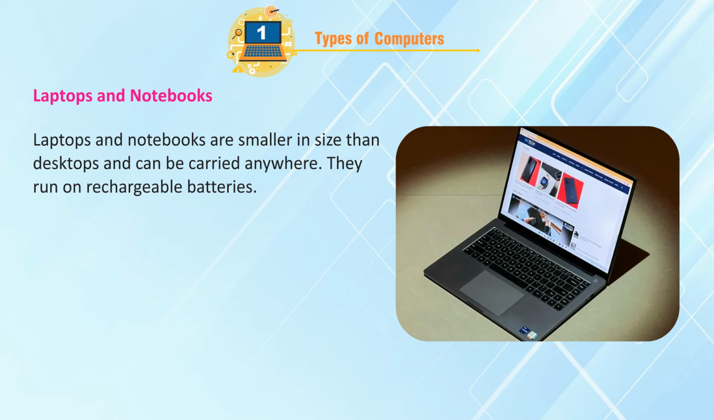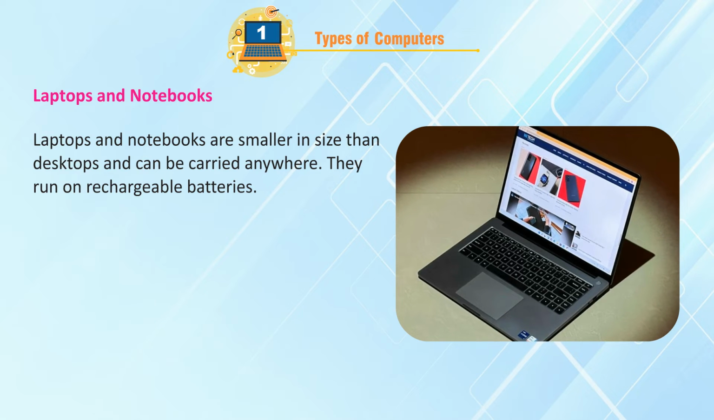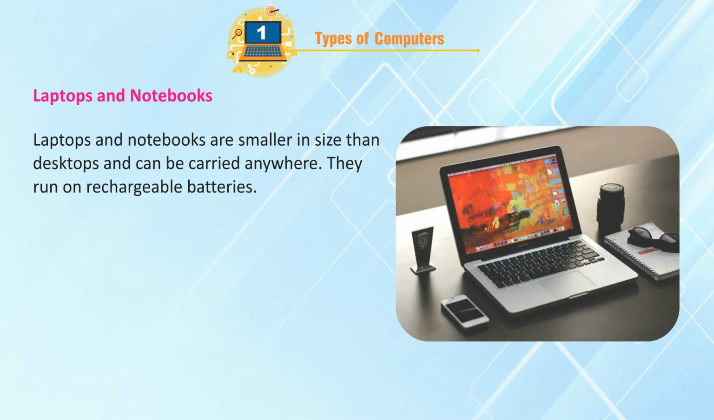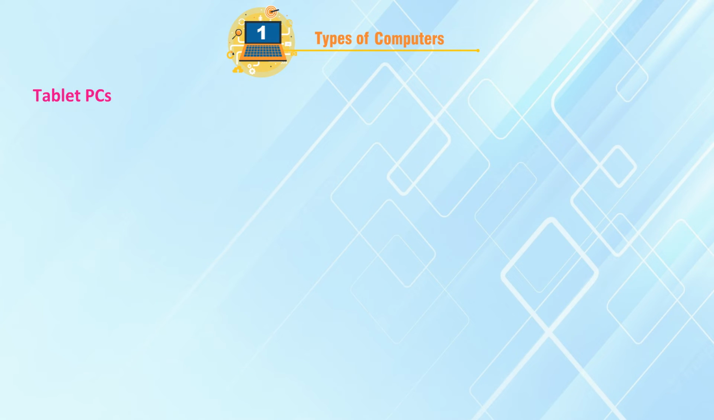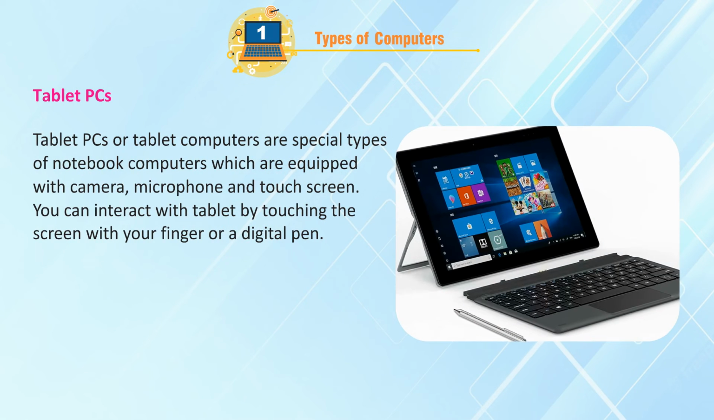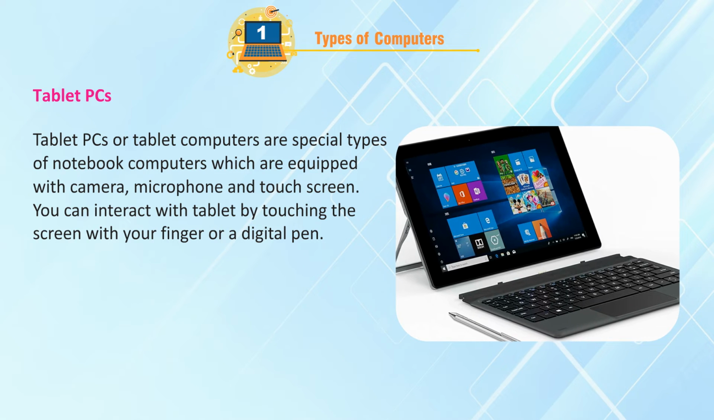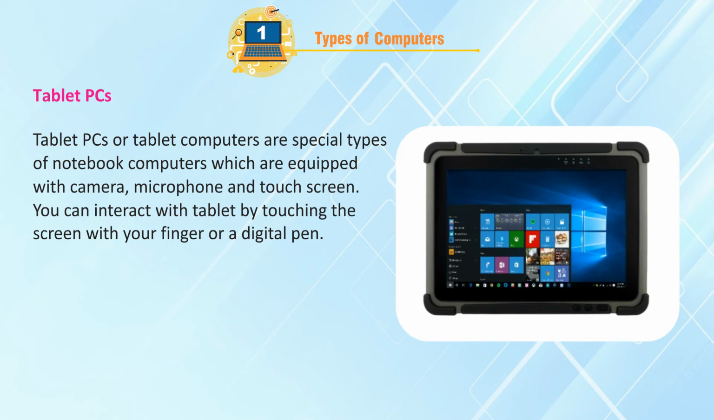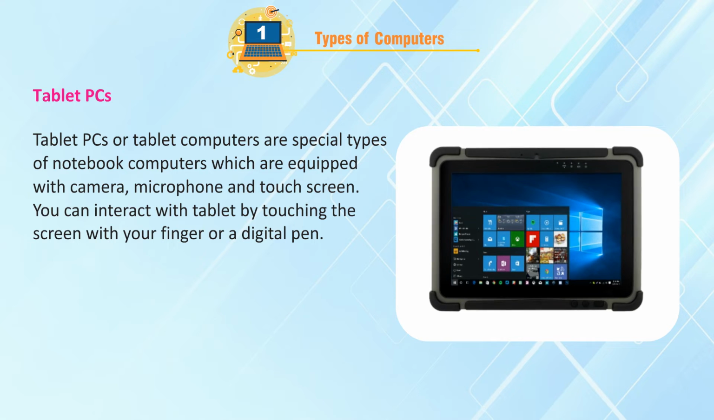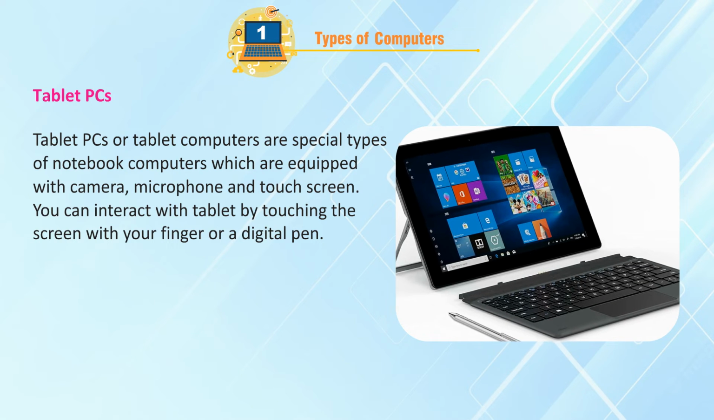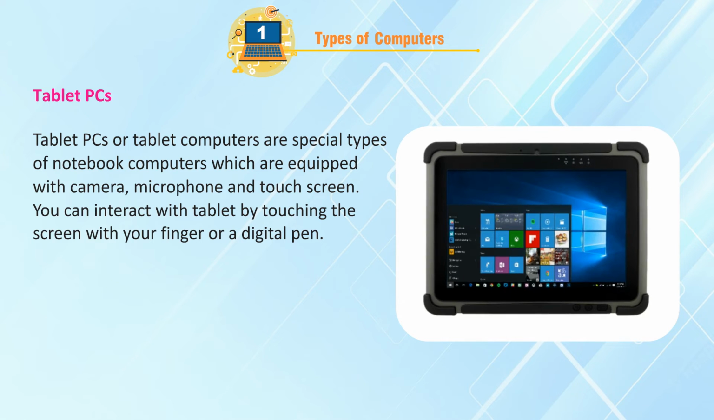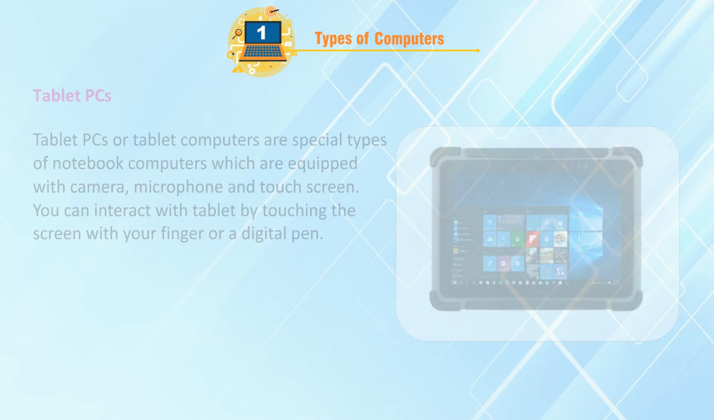Laptops and notebooks. Laptops and notebooks are smaller in size than desktop and can be carried anywhere. They run on rechargeable batteries. Tablet PCs. Tablet PCs or tablet computers are special types of notebook computers which are equipped with camera, microphone and touch screen. You can interact with tablet by touching the screen with your finger or a digital pen.